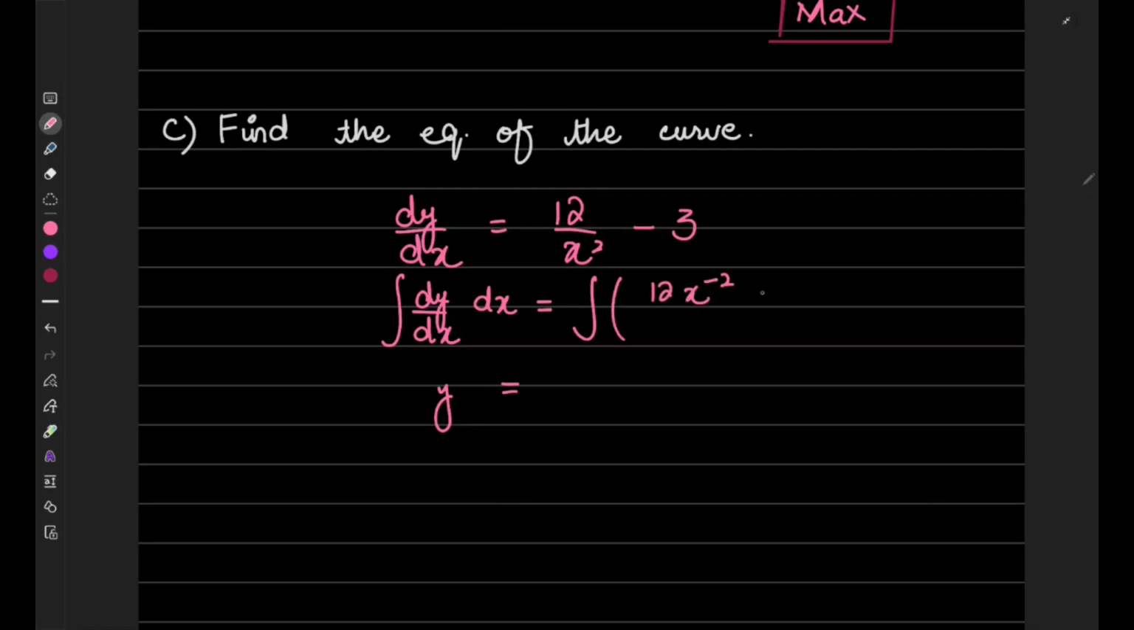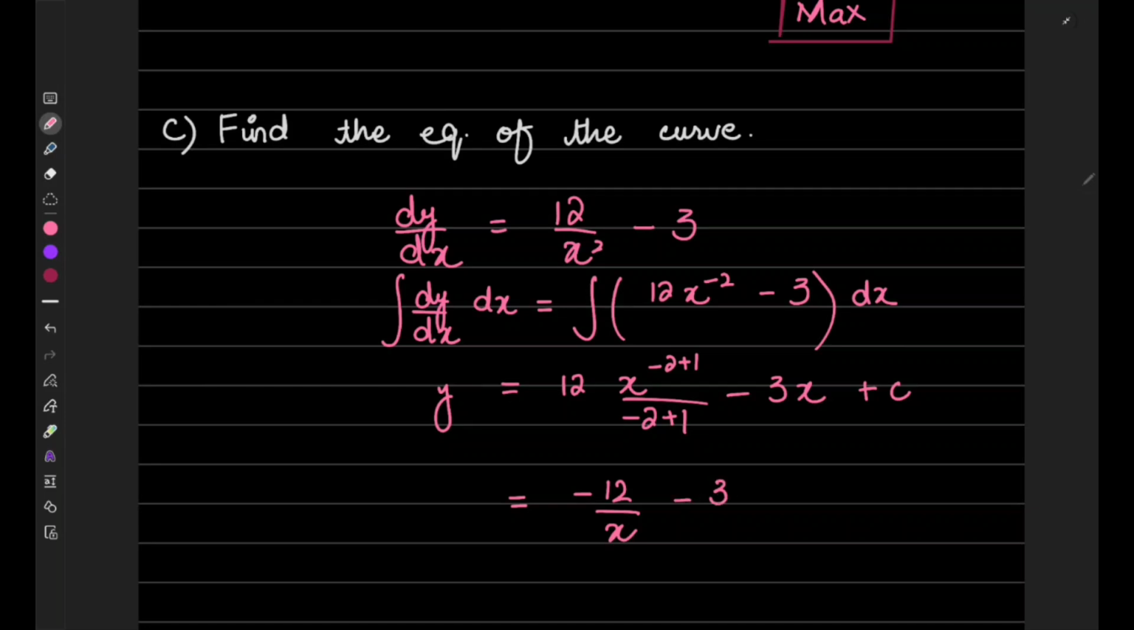Rearranging it, it will become 12x to the power minus 2 minus 3, because we cannot integrate it in the denominator. So it will give you 12x to the power minus 2 plus 1 over minus 2 plus 1, minus 3x plus the constant of integration. Again, minus 2 plus 1 is minus 1. So minus 12 over x, because x also has now the power minus 1, minus 3x plus c equals y.